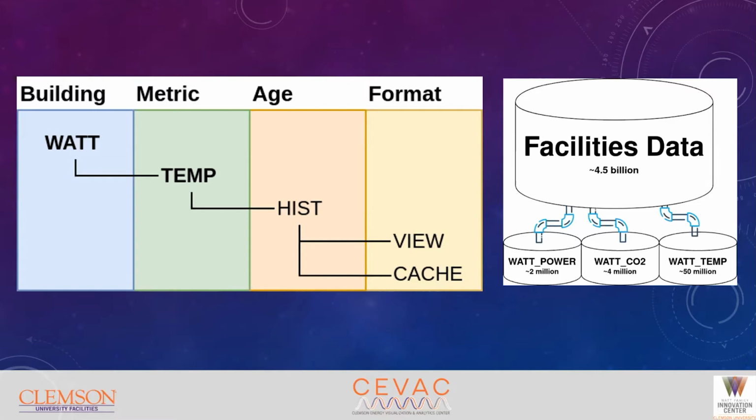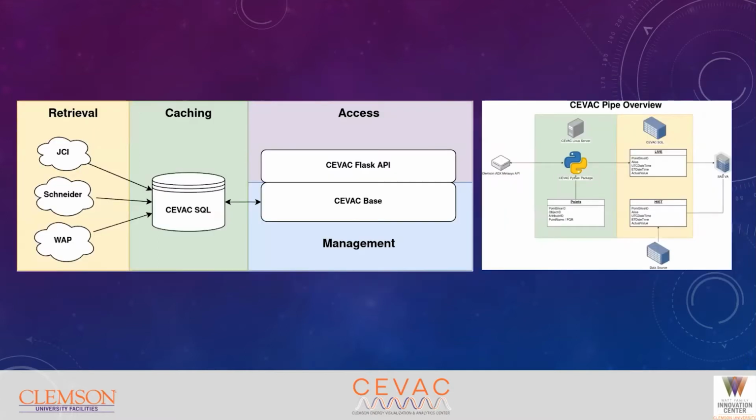The core principal idea behind the CEVAC system is the idea of a pipe. Now, when I say the word pipe, the important keys to remember are the building that a pipe is in and the metric. For example, it would be temperature data for the metric within the Watt Center. And I've shown in the graphic on the right a better way to demonstrate how we break down these large amounts of data into smaller sets for us to analyze. For the purposes of this presentation, I've broken down our process into 4 distinct stages: retrieval, caching, management, and access.